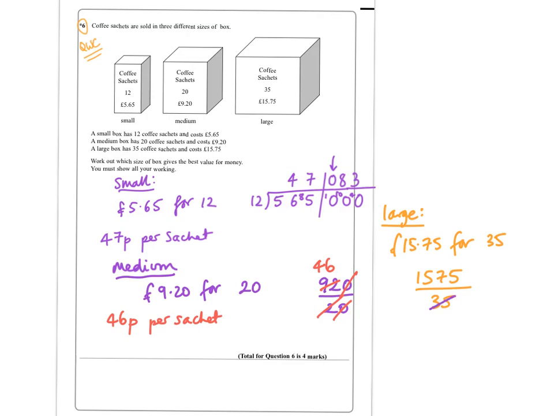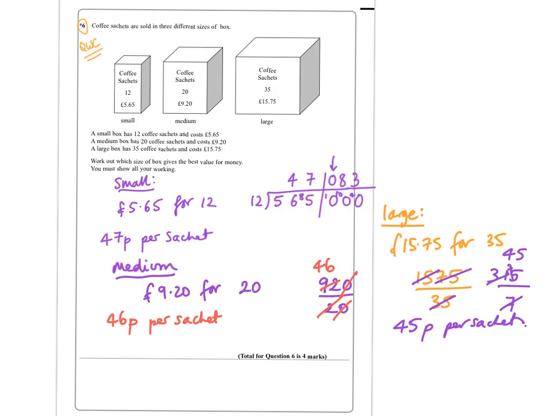Well, 5s into 35 is 7. And then 5s into 15, that's 3. 5s into 75 is 15. And then 7s into 315, well, 7s into the 31 is 4. 4 7s are 28, remainder 3, and then 7s into the 35 is 5. So you can use your calculator, but you get 45p per sachet here.